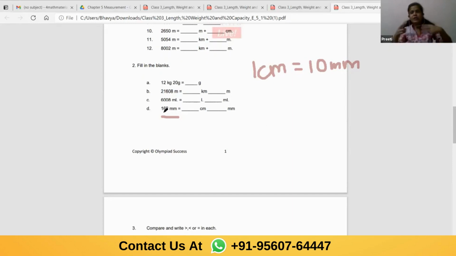168. Can you figure out the way I am reading the number? 168. Yes, ma'am. Ma'am, 16 centimeter and 8 millimeter. Okay, you are saying to separate it like this, which separates your millimeter. Is that so? Yes, ma'am.